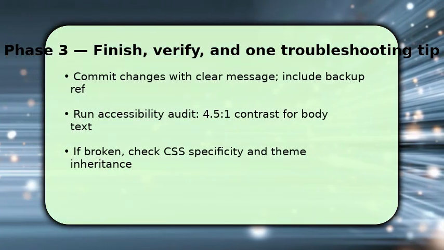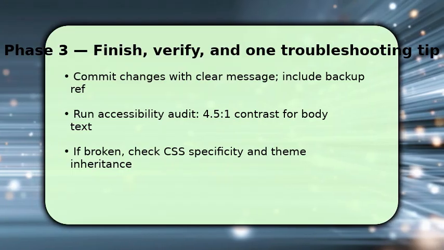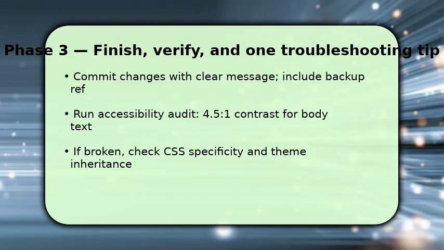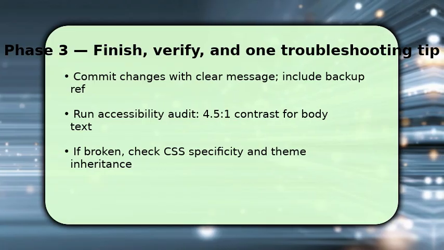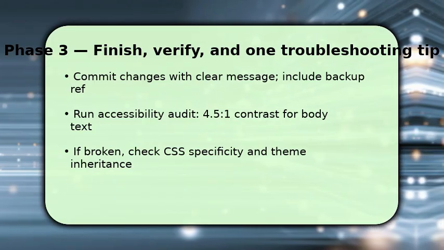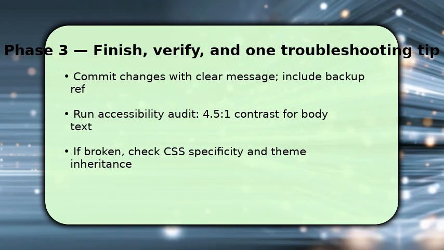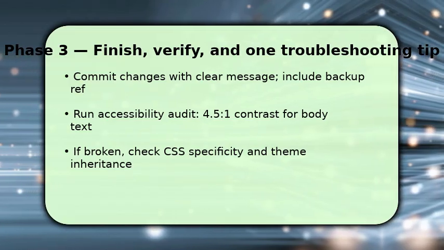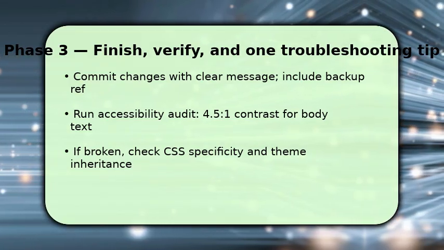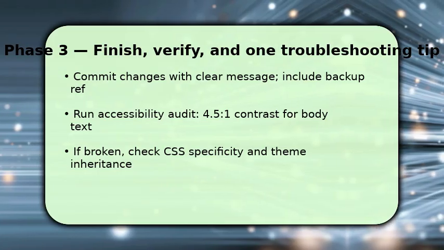Finally, you finalize the update and prepare for rollout. Commit the working theme with a descriptive message and include the backup reference. This makes rollback straightforward. Run automated accessibility checks to ensure at least a 4.5 contrast for body text and preview on multiple devices so color rendering holds.